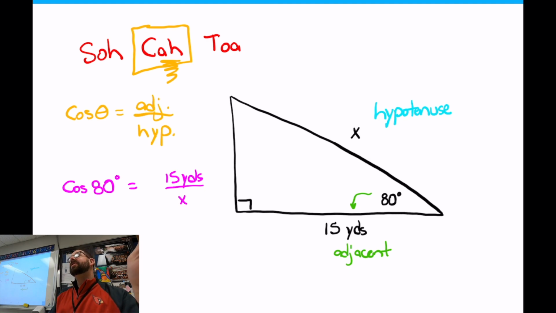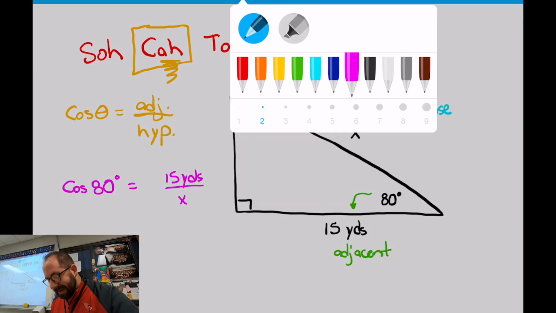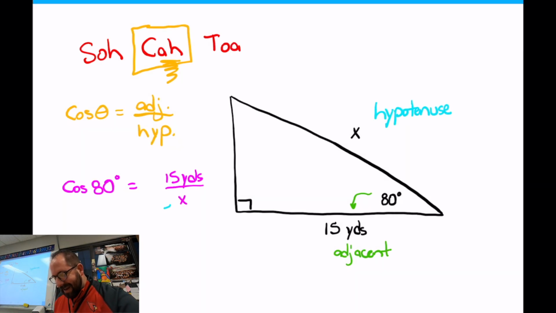All right, how do we solve for x? Who can walk me through how to solve this? Just do 15 divided by the cosine of 80. Yes, that's right. You'd have to multiply the x across, and you're going to divide by the cosine of 80.